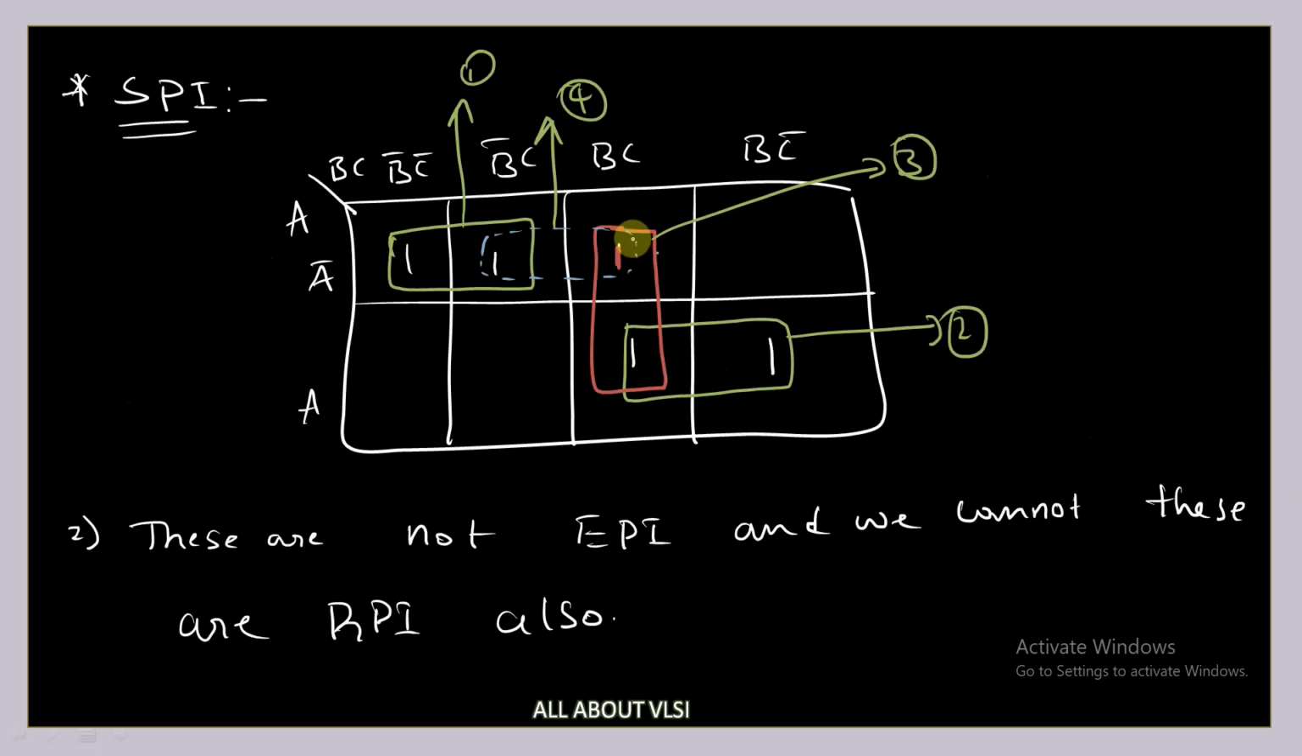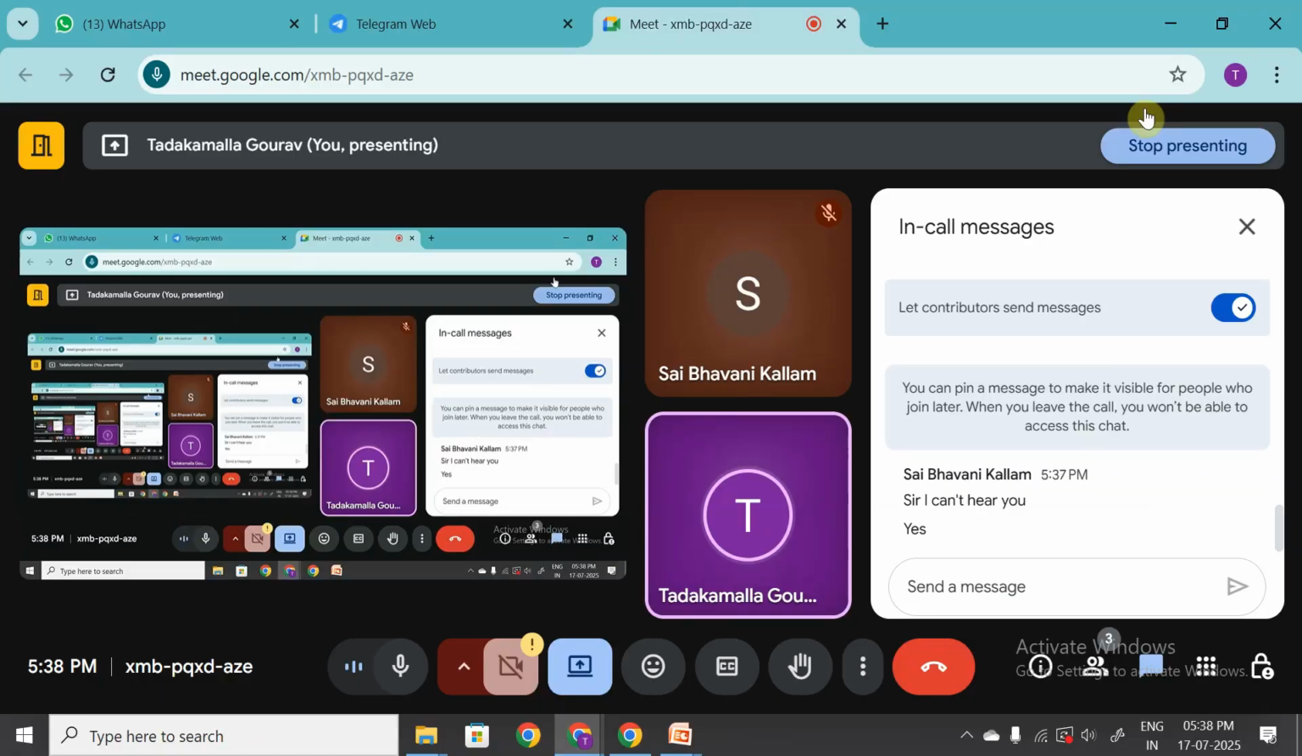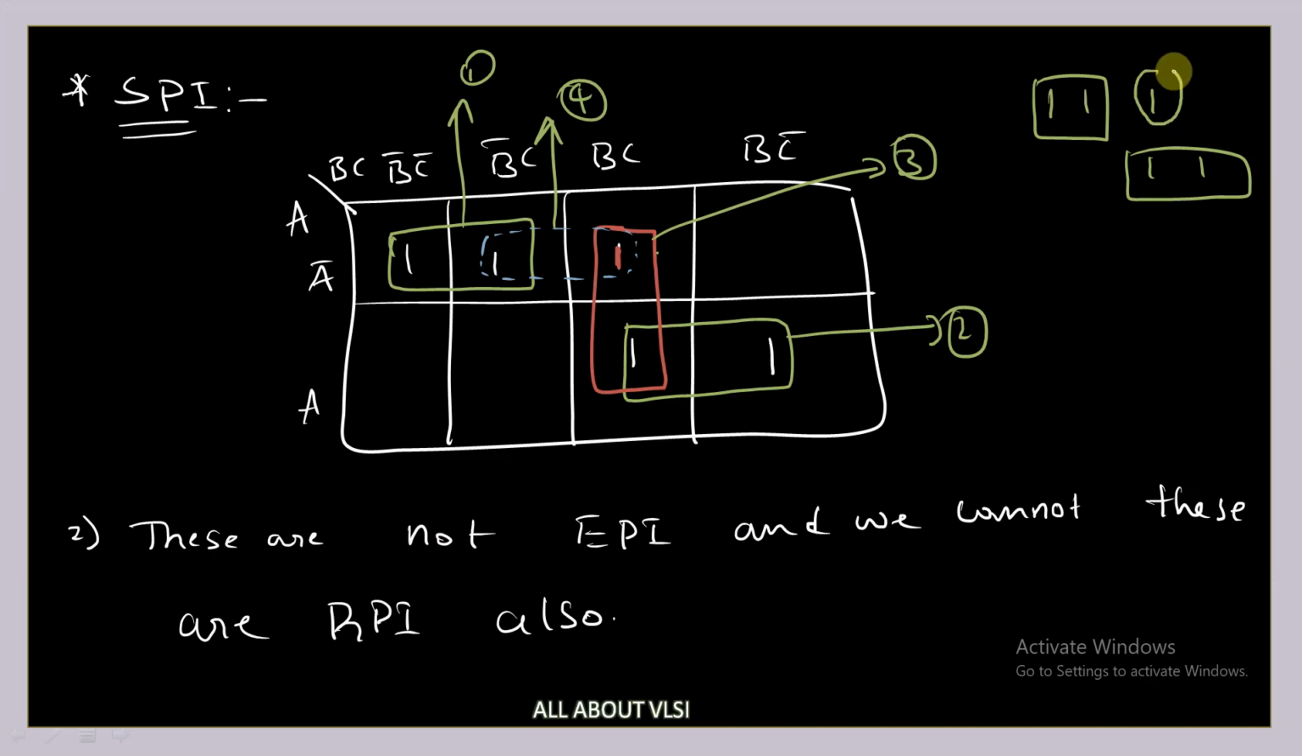So what was your question? We can just leave this without any grouping, right? So here you cannot leave this min term without any grouping. Okay, so definitely you should group it. So here, what you're saying, we can group these two and these two and we can leave this alone. No, we cannot do that. Okay, so we should always group this.